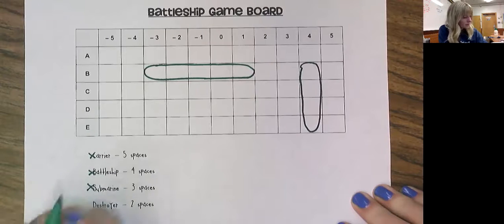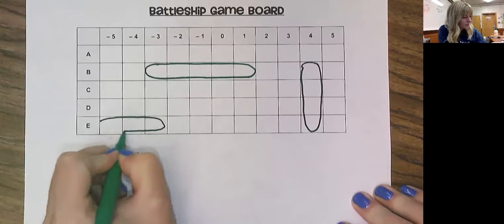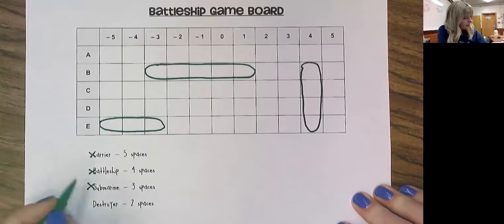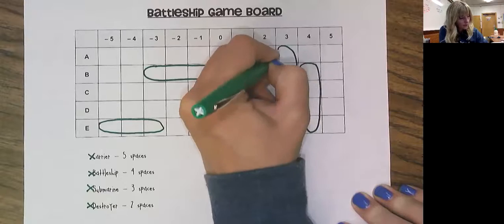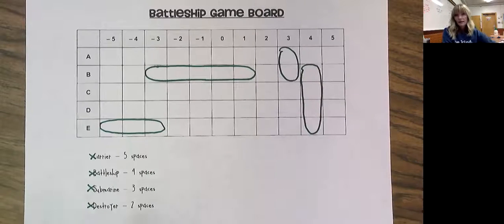Submarine is 3 spaces. I'm going to put it right here. Again, you put yours wherever you want. And then I need a destroyer, which is 2 spaces. Maybe I'll go right there. So this is what my game board looks like. Yours should look different than mine.